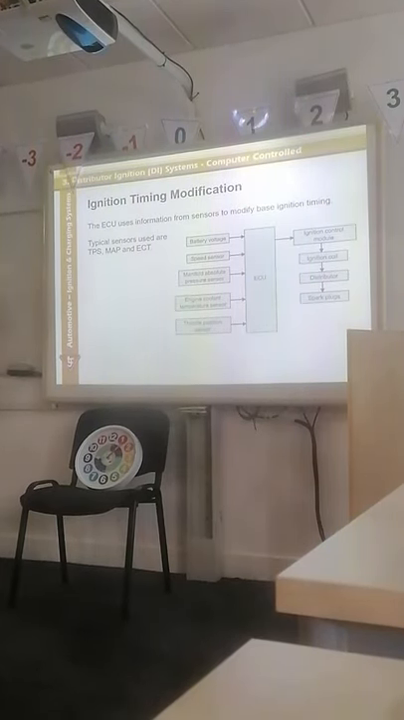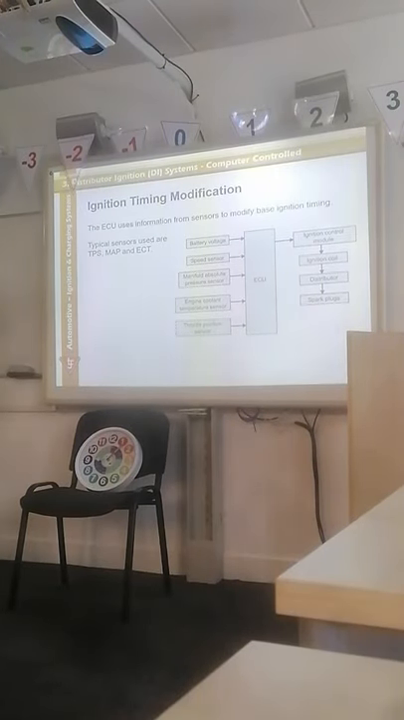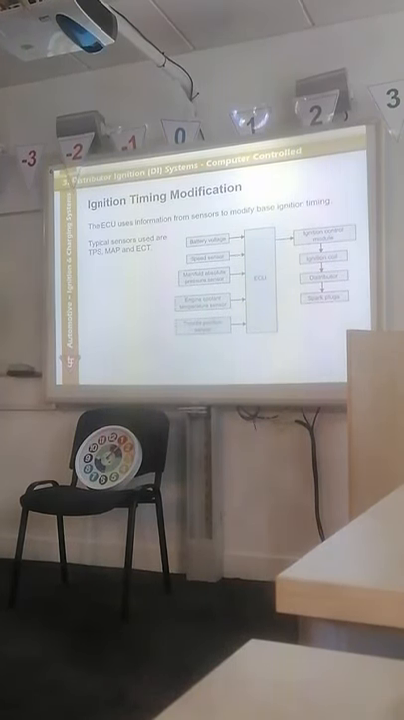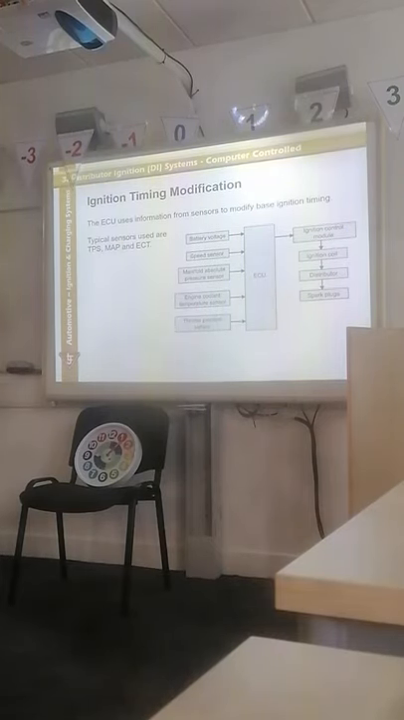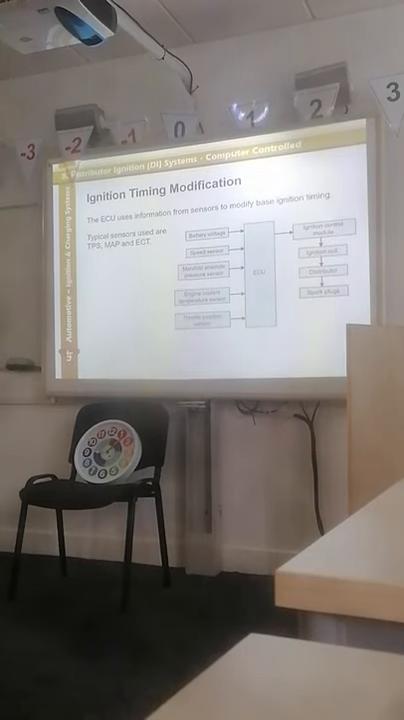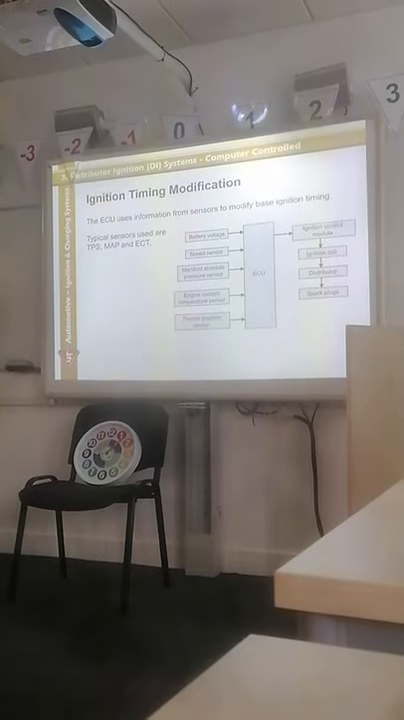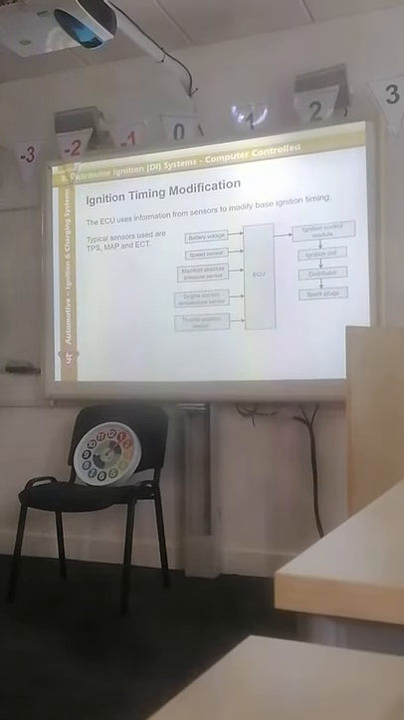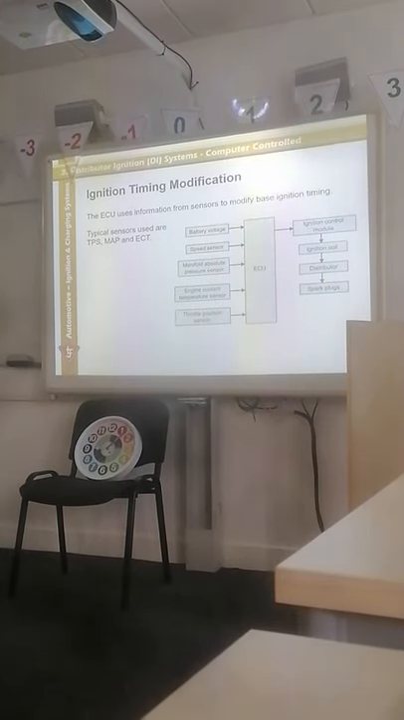We then looked at some of those sensors on the left. Can anyone tell me what those three sensors are on the left? TPS, MAP, ECT. Right, and MAP? Manifold absolute pressure. And ECT? Engine coolant temperature.